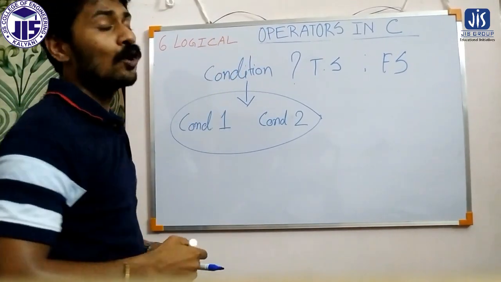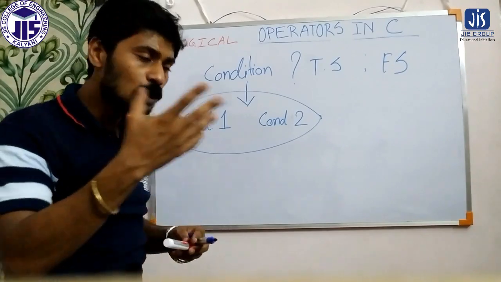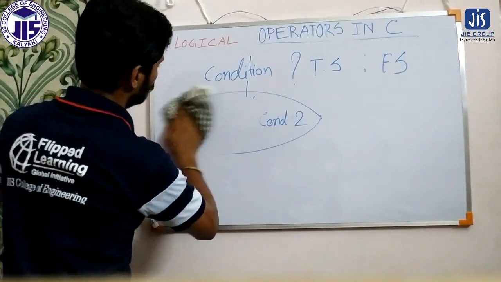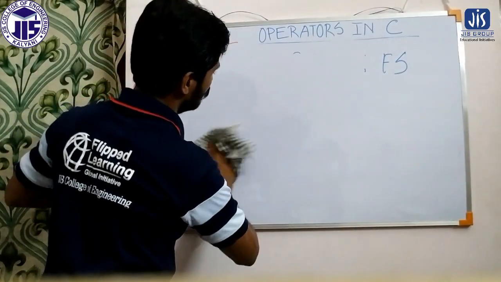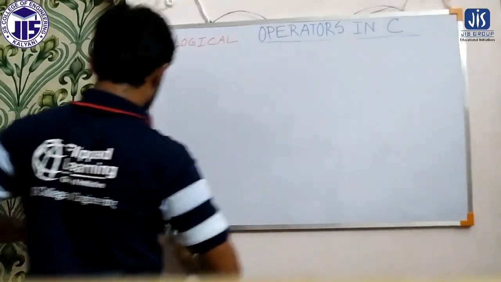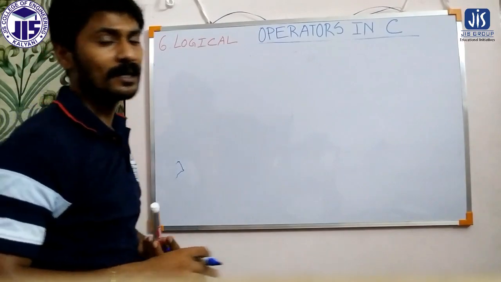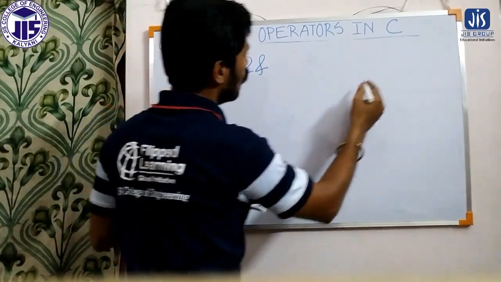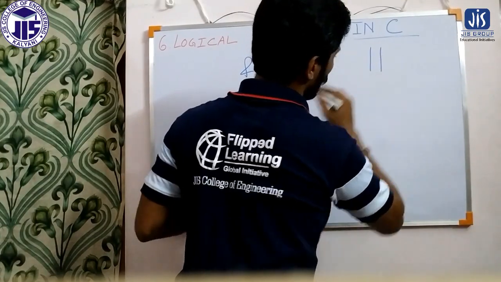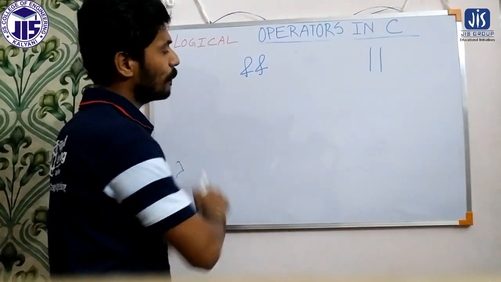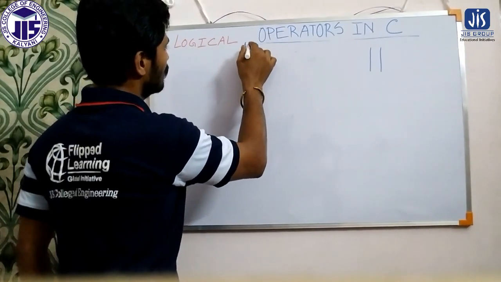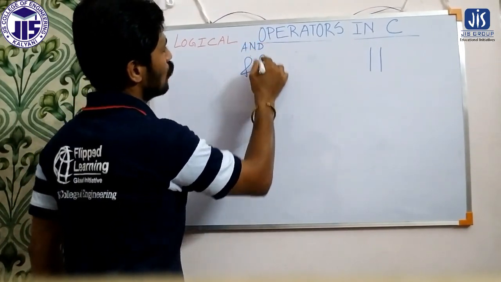So this is my logical operator. Now how we will do it, I will show you. Basically two types of logical operator are there. One is called the logical AND operator, and another is called the logical OR operator. This is AND and this is the OR operator.